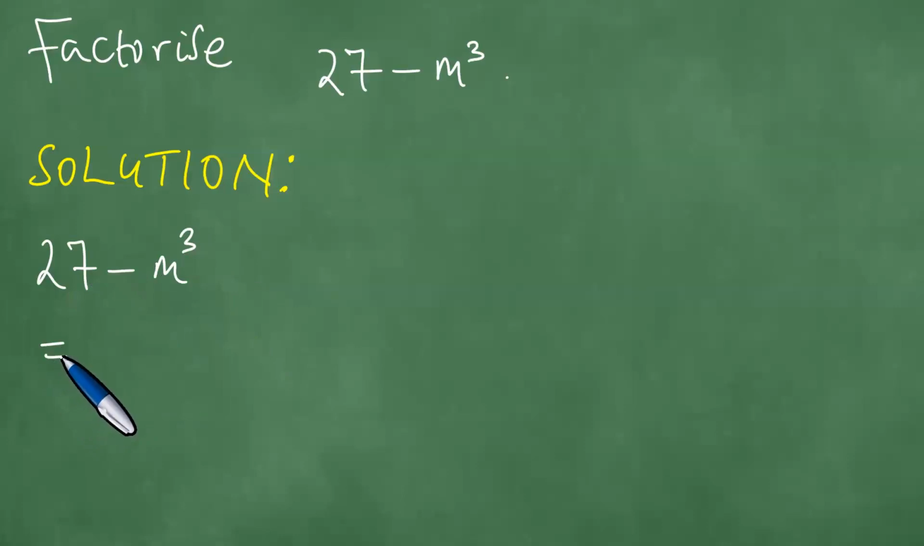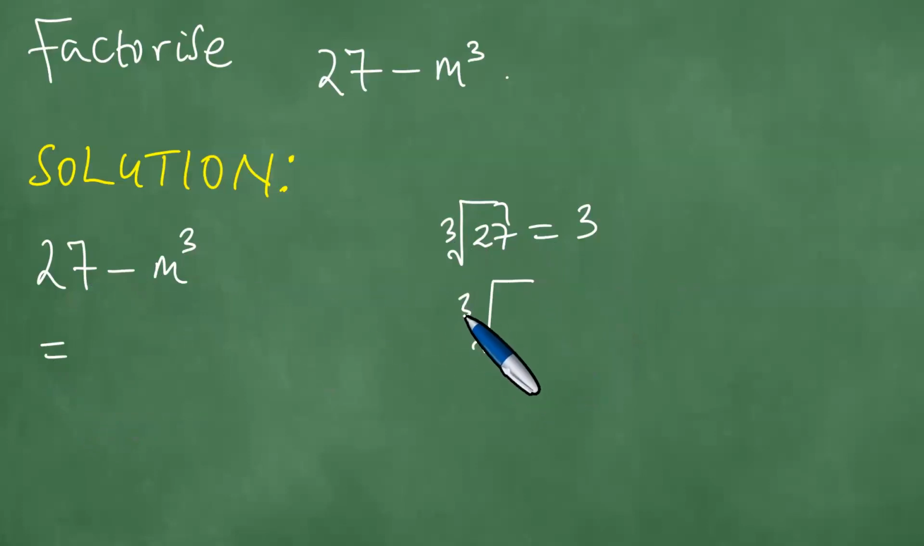You find the cube root of 27. Well done. And it's equal to what? 3. It's equal to 3. You can even use a calculator. Find the cube root of 27 and it's equal to 3. And then you can find also the cube root of m cubed. What is the cube root of m cubed? So the cube root removes the power 3, giving us what? M. Right.